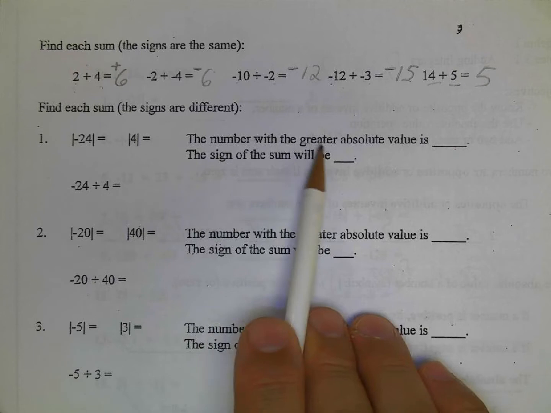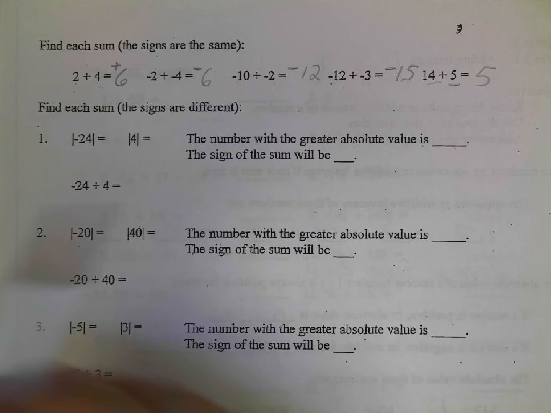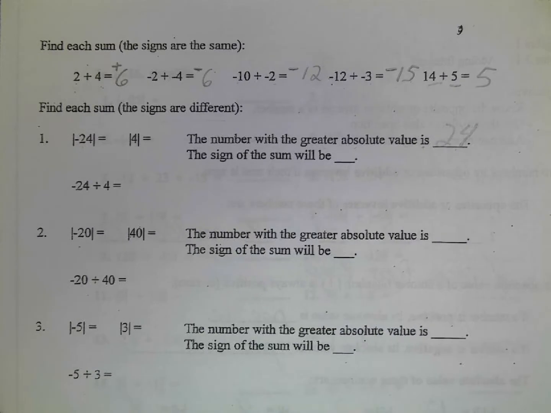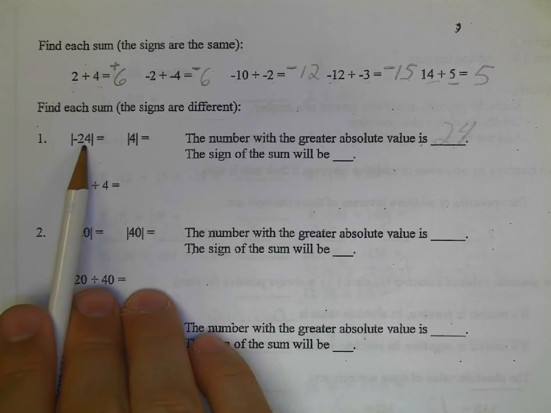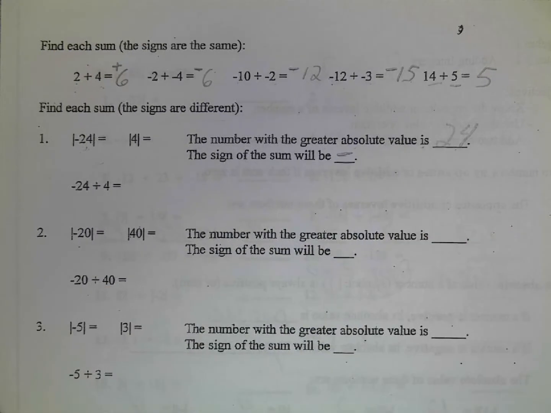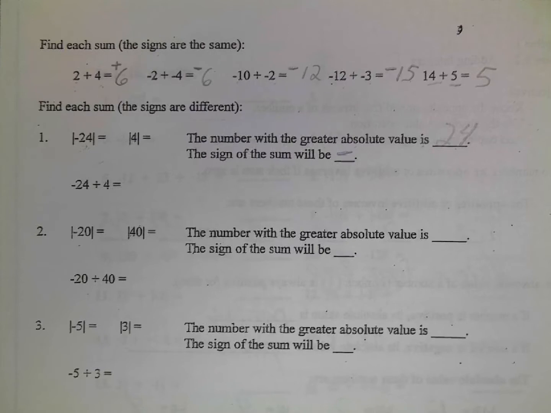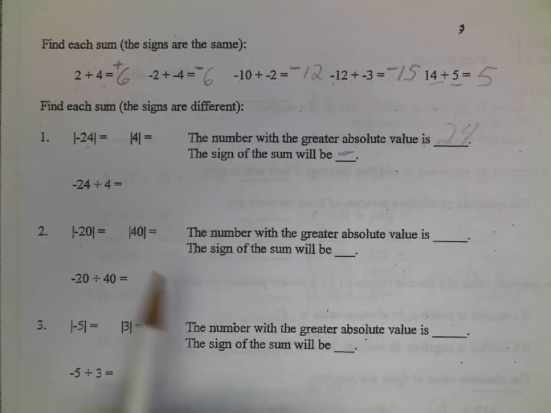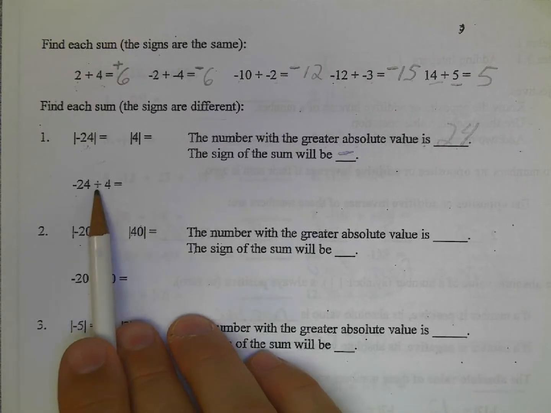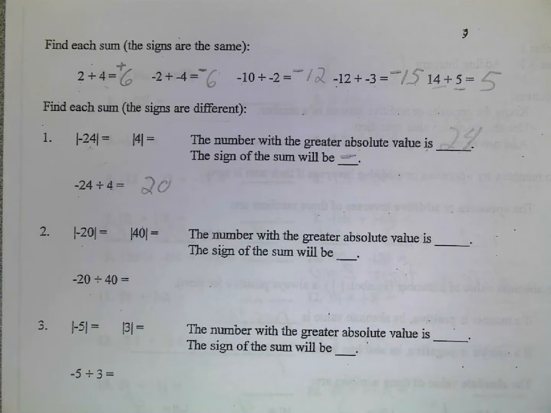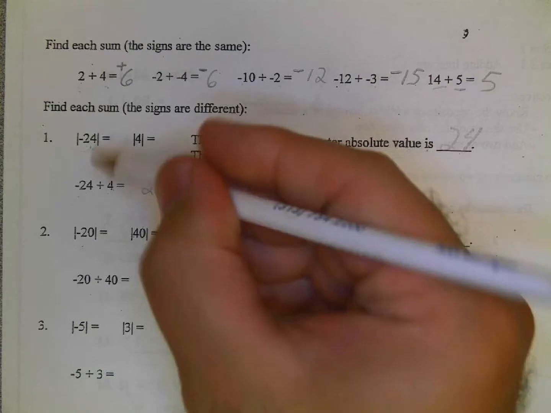The number with the greater absolute value is 24. So 24 is the greater absolute value. Since 24 is bigger in absolute value, we're going to use that sign. Negative 24 is not bigger, it's just the 24 itself that is bigger, so we use that sign. That's what the absolute value means, okay? So negative 24 and 20. All right, and what's the sign? Well, negative, because the 24 was bigger.